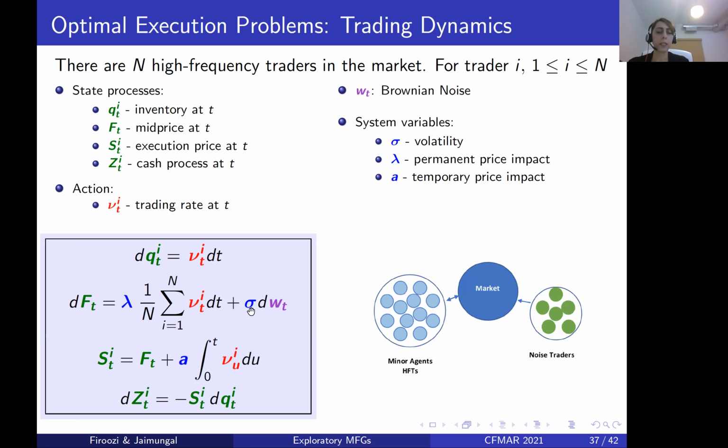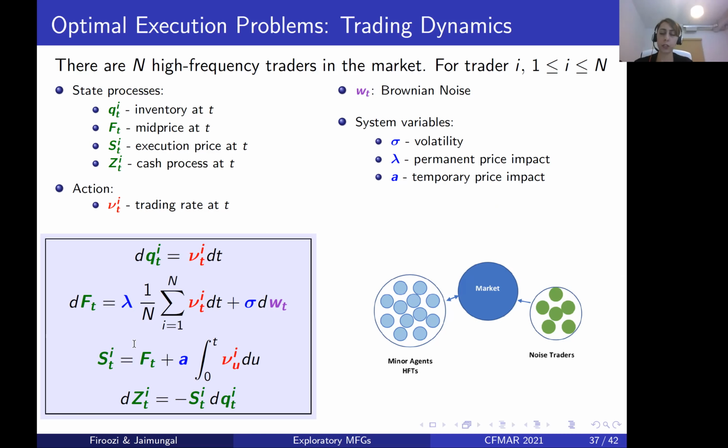And this sigma is the volatility of the market, and W is a Brownian motion that can model noise traders. Moreover, we have a temporary impact on the price, which is modeled in the execution price, which is the price at which the agent makes a trade. It is, in fact, the mid price, which is temporarily impacted by the trading rate of agent i. And this is the strength of temporary price impact. And then finally, we have the cash process whose increments are given by the negative of the execution price times the increment of the inventory.